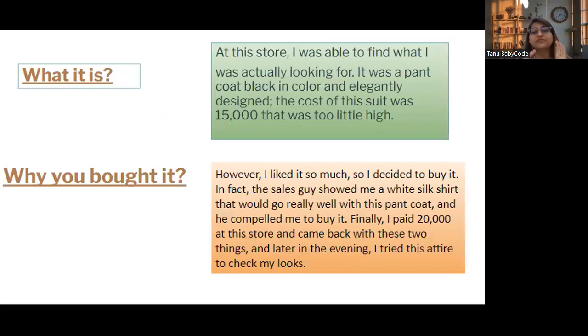So start with first bullet point, what it is. At this store, I was able to find what I was actually looking for. It was a pant coat, black in color and elegantly designed. See the vocabulary and see the sentence formation. The cost of this suit was 15,000. That was a little high.